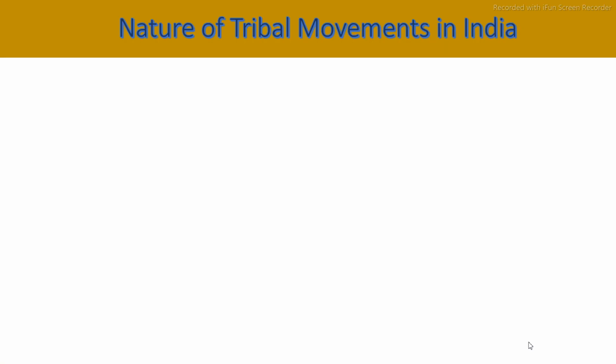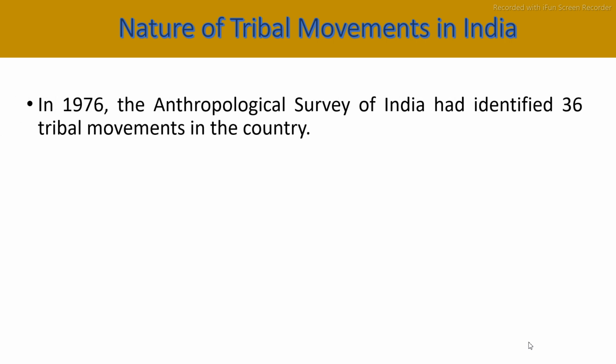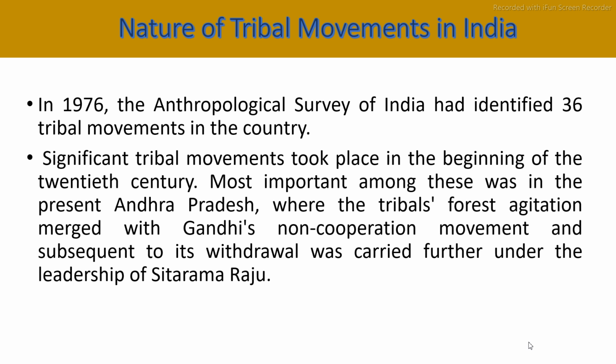Now let's look at the nature of tribal movements in India. In 1976, the Anthropological Survey of India had identified 36 tribal movements. Significant tribal movements took place in the beginning of the 20th century. Most important among these was in the present Andhra Pradesh, where the tribals' forest agitation merged with Gandhi's non-cooperation movement, and subsequent to its withdrawal was carried further under the leadership of Sitarama Raju.